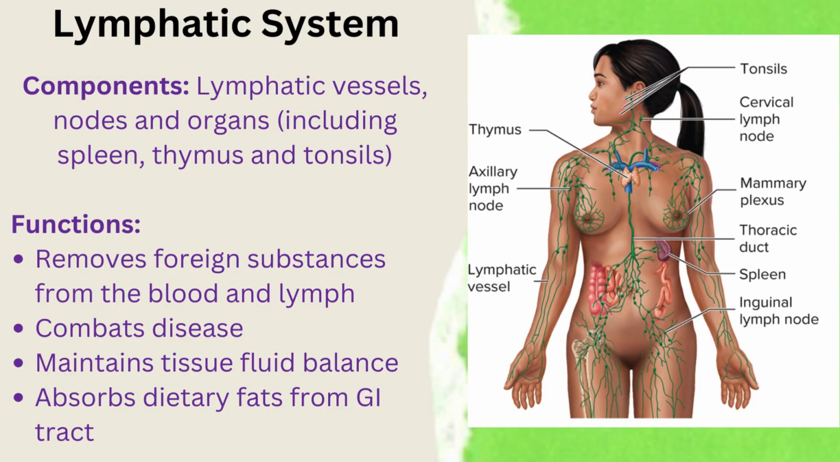The seventh body system, the lymphatic system, is made up of lymph vessels, nodes, and organs, including the spleen, thymus, and tonsils. These all carry out immune responses. So they function by removing foreign substances from our blood and lymph. It combats disease, it maintains tissue fluid balance, and absorbs dietary fats from the GI tract. The lymphatic system used to be called the immune system, so you may have heard of that term as well.